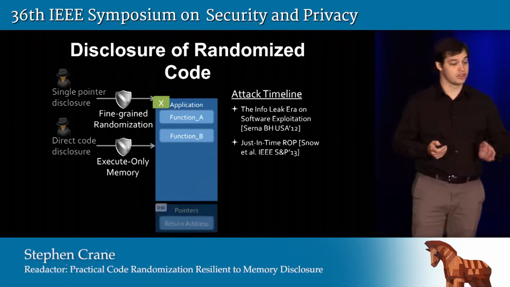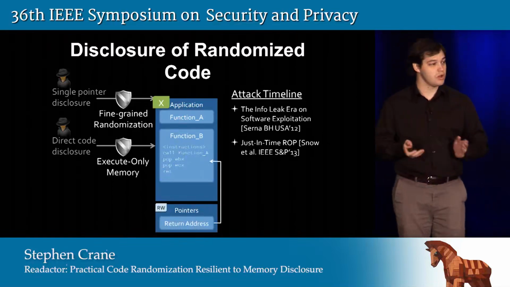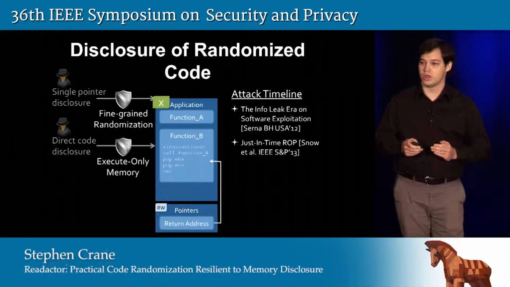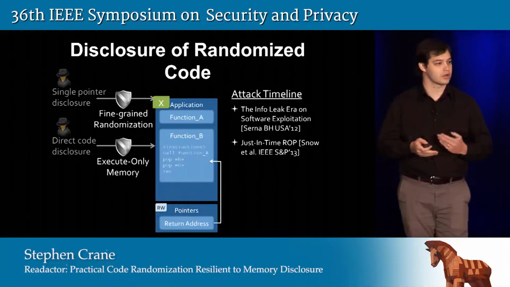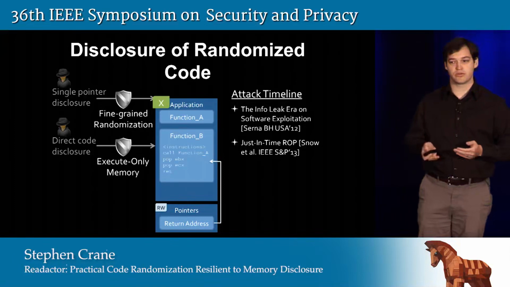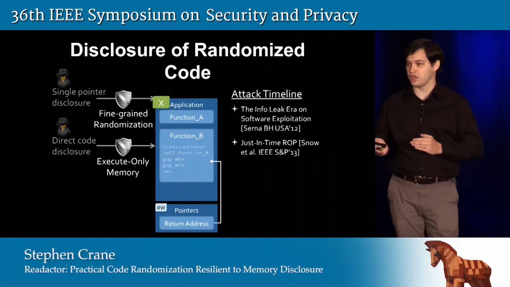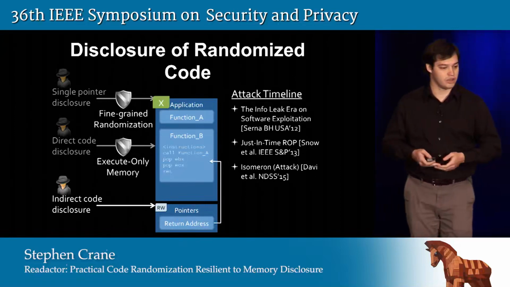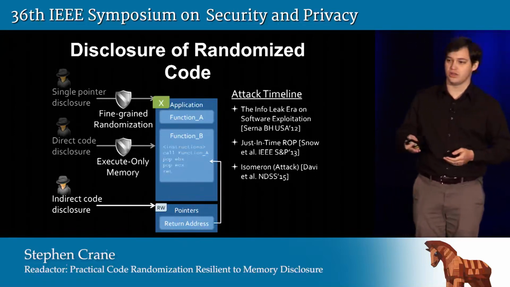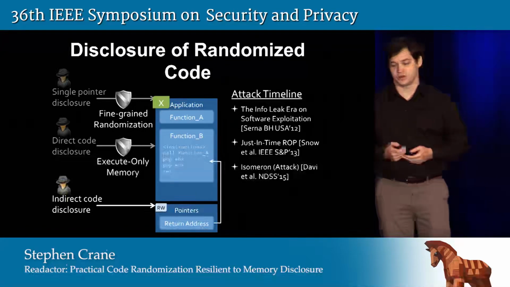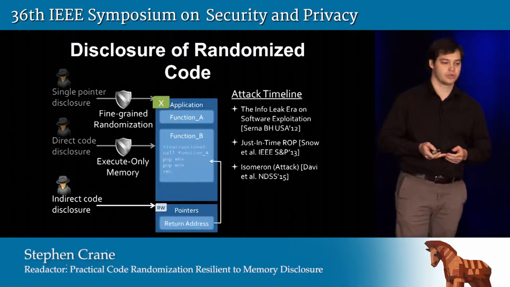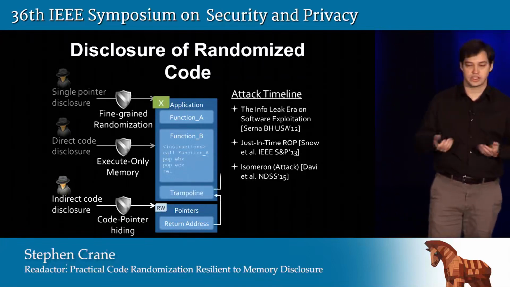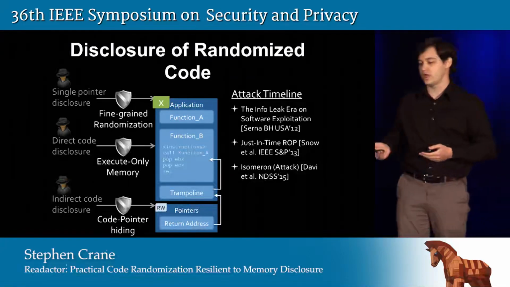However, this isn't the end of the story. There are still code pointers in readable data that point into this execute-only memory. So even if we have execute-only memory, the attacker can still derive some information about the code layout that has been randomized. We call this indirect code disclosure, and it was shown in Isomeron, the attack style part of Isomeron from NDSS this year. I'll talk a little bit more about indirect code disclosure in a moment, as well as our novel defense against indirect code disclosure, which we term code pointer hiding.